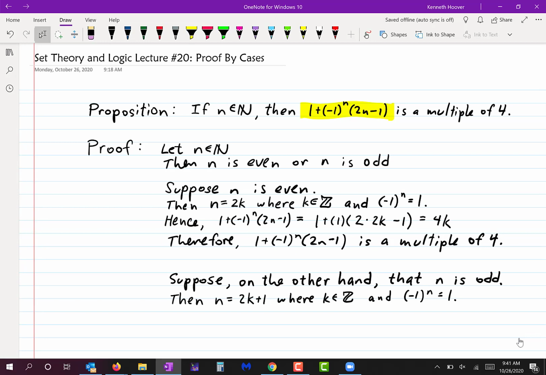So there we are. And then what will I write next? I'll write hence 1 plus (-1)^n times (2n minus 1) will equal 1 plus negative 1 times (2 times (2k plus 1) minus 1). And again, that's just basic algebra, so go ahead and work it all out. See what you get.